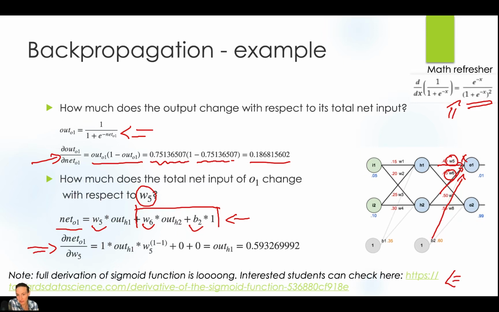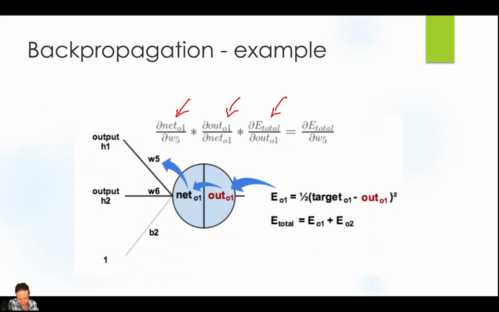Taking the partial derivative of that just becomes W5 times out H1, W5 to the power of 1 minus 1 equals 1, times the constant here. Meaning this is just out H1, which we had calculated before. Okay. Now, to get the final partial derivative, remember here, we need to multiply these three elements to get the final value.